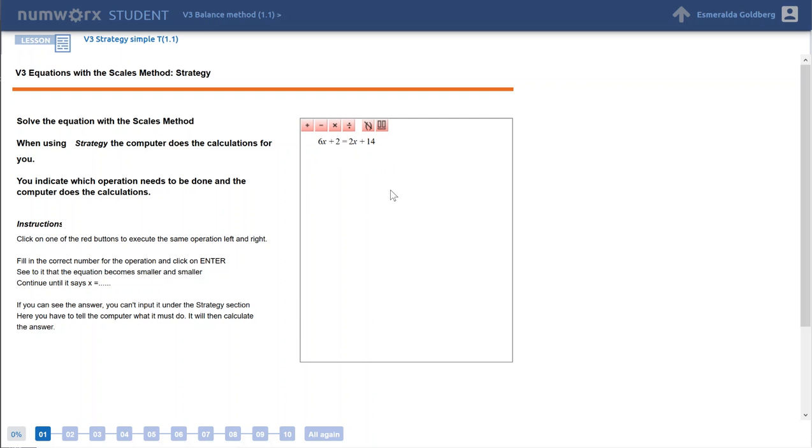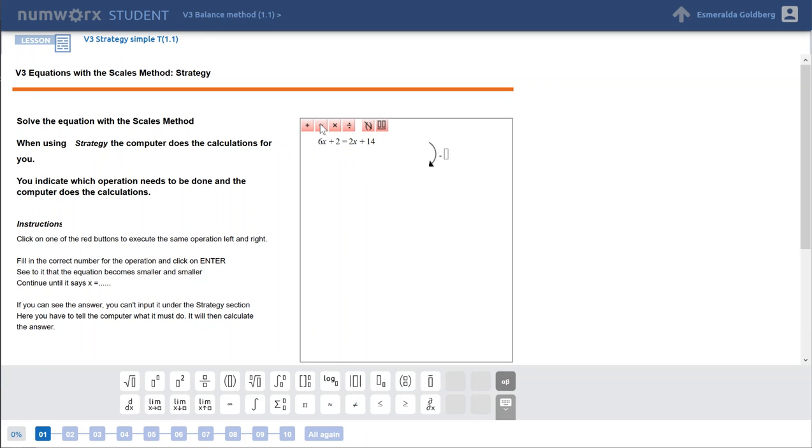Now here, in this activity, the site does the calculations for you. You only have to tell it what you want to do. So if I want to take away 2 x's from both sides, I press the minus button, and here I type in 2x. No need to type in minus 2x because the minus is already there. If I now press enter, the website does the calculations for you.